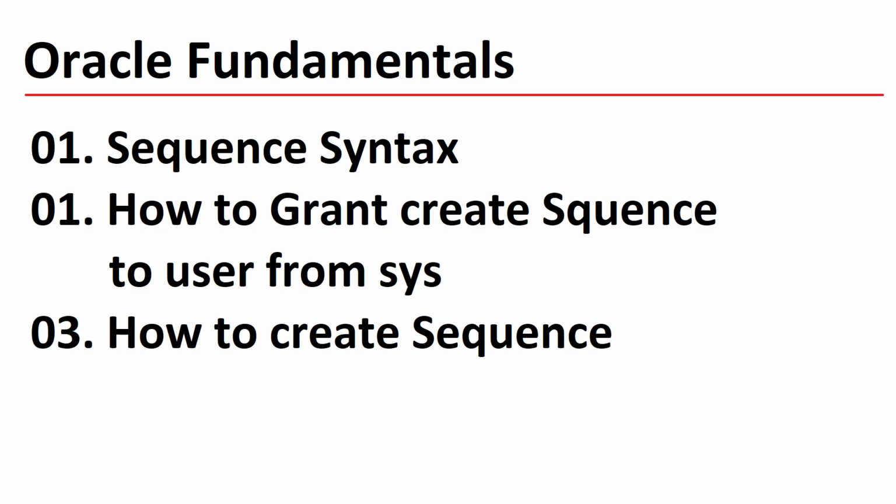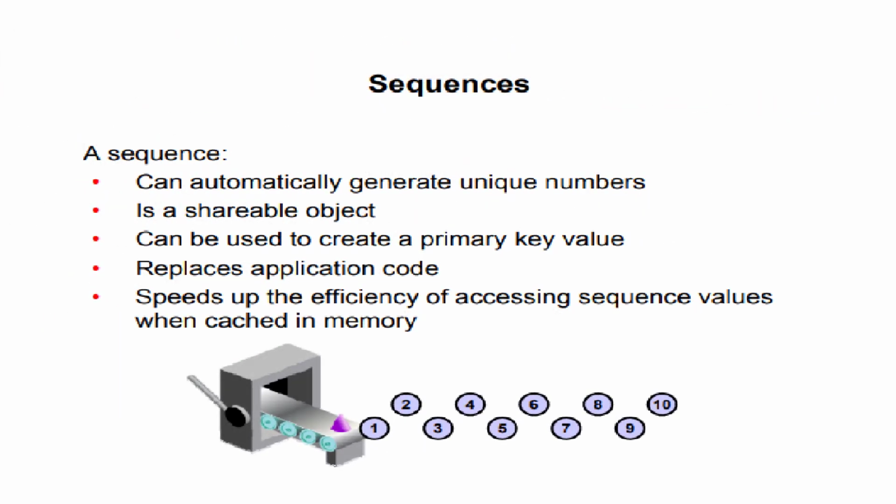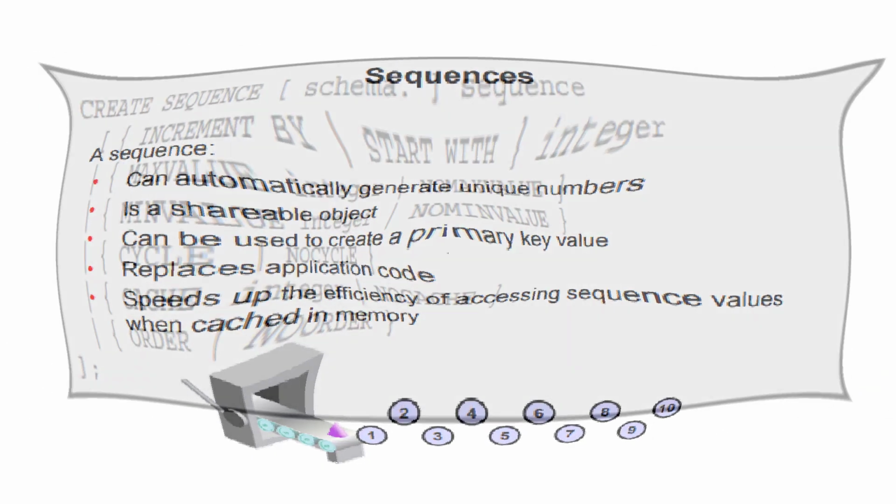In this tutorial, we will look at sequence syntax, how to create a sequence, and how to use it from SYS. A sequence can automatically generate unique numbers. It is a shareable object that can be used to create primary key values, replace application code, and speed up the efficiency of accessing sequence values when cached in memory.